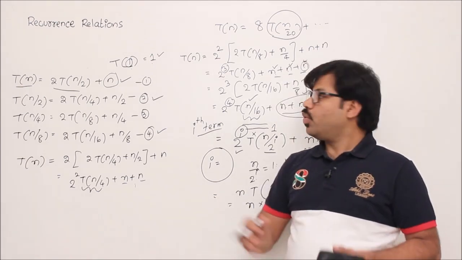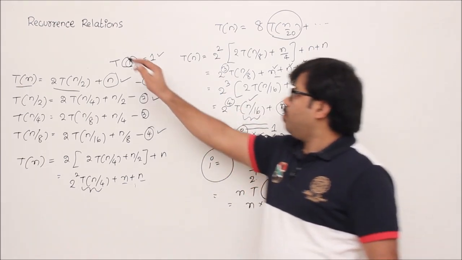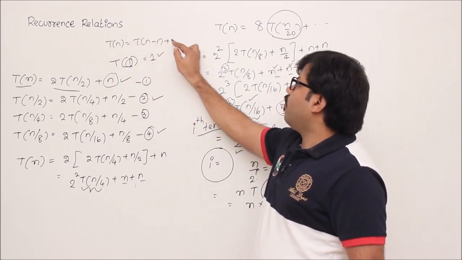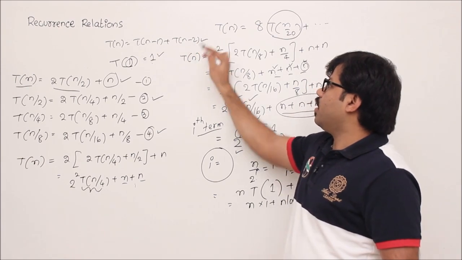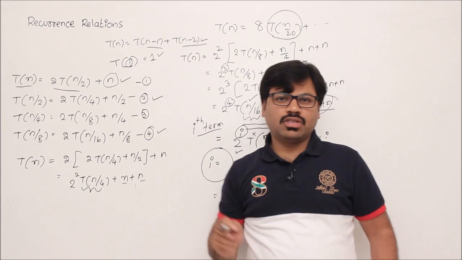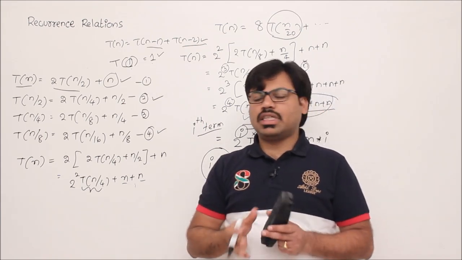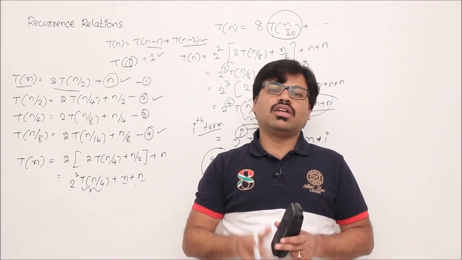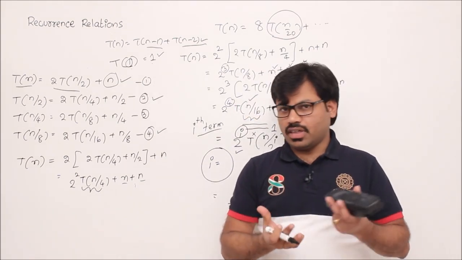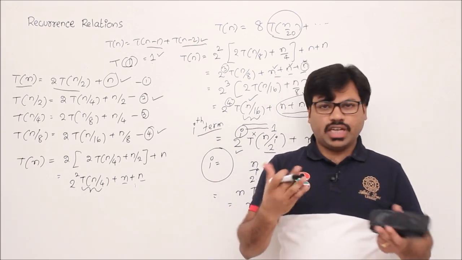Now we are going to cover some more recurrence relations. Sometimes you will have multiple recurrence terms, for example T of n equal to T of n minus 1 plus T of n minus 2. If you use the substitution technique, it will be very difficult to answer. So whenever you have multiple recurrence terms, how do you answer it? The substitution method won't work. Fortunately we have formulas. I am going to cover some of the recurrence relations for which we have formulas.